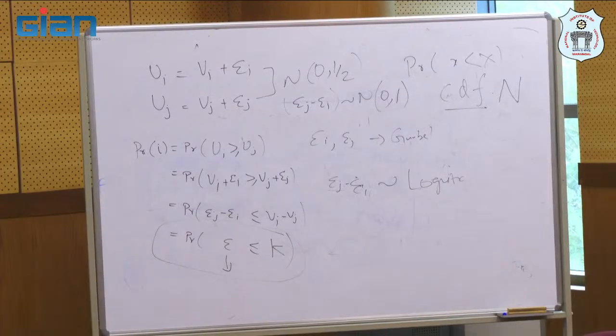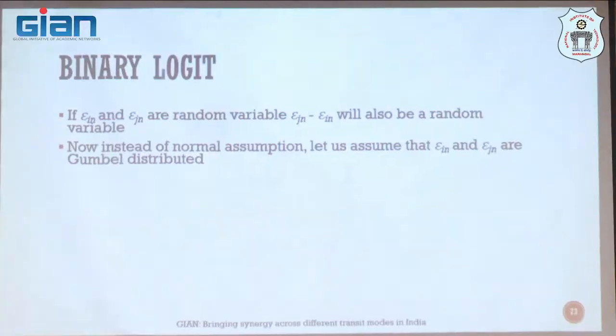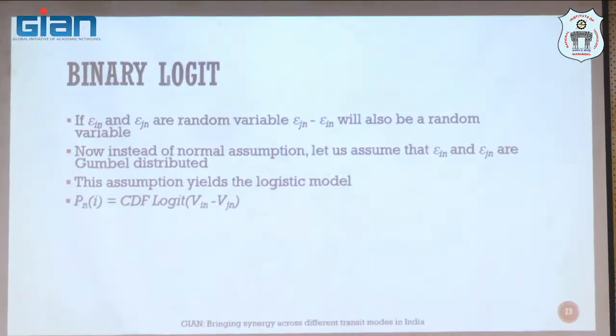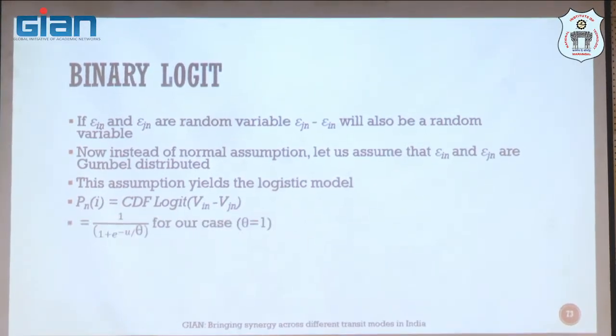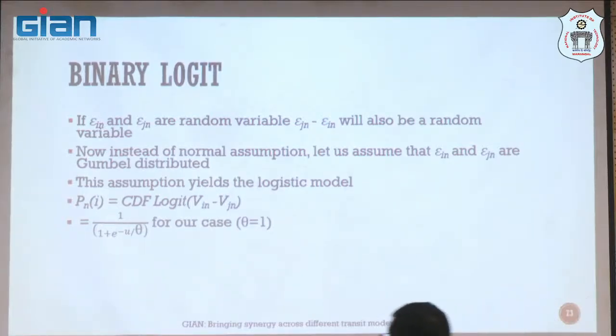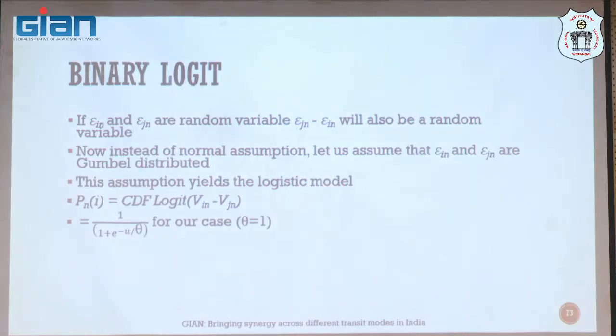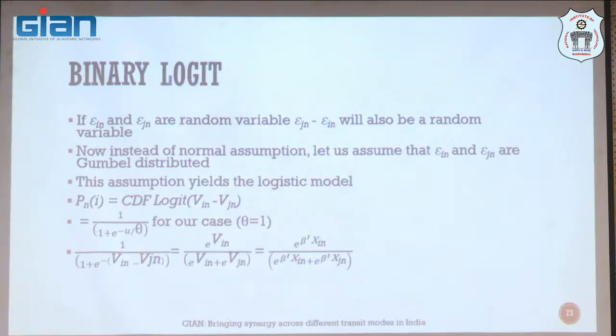So this is what gives rise to the binary probit. Now if I make the same assumption that they are Gumbel distributed, that will give you the logistic model, because the way it works out is we will again assume that theta is 1, and because the CDF for logit looks like this, it will simply be 1 by 1 plus e power minus u. So u in our case is Vin minus Vjn.